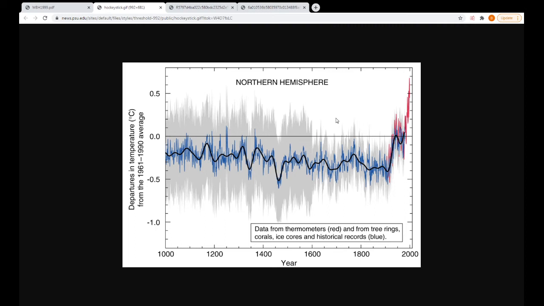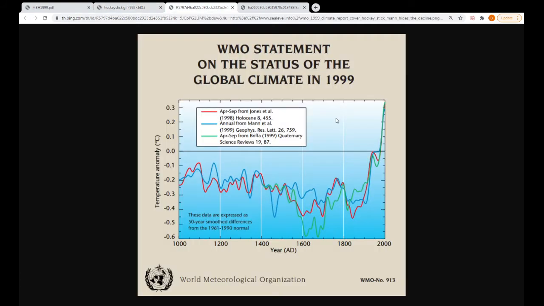Now, my best guess is Steyn is just being confused and is not thinking of this graph at all. As in, he thinks he's talking about Michael Mann's graph, and in reality is talking about something else entirely. My guess is he is talking about this, the WMO, as in the World Meteorological Organization, statement on the status of the global climate in 1999.